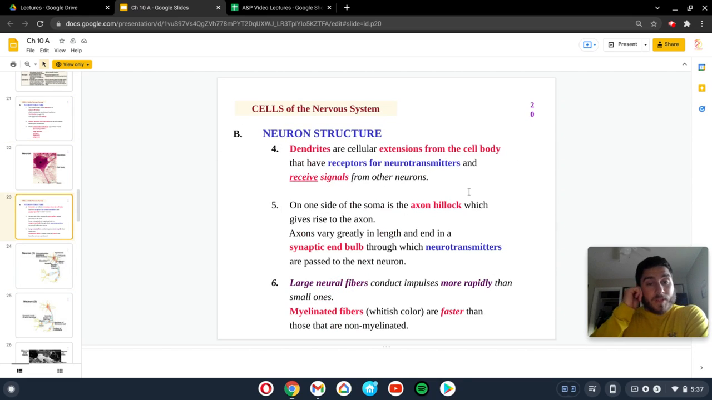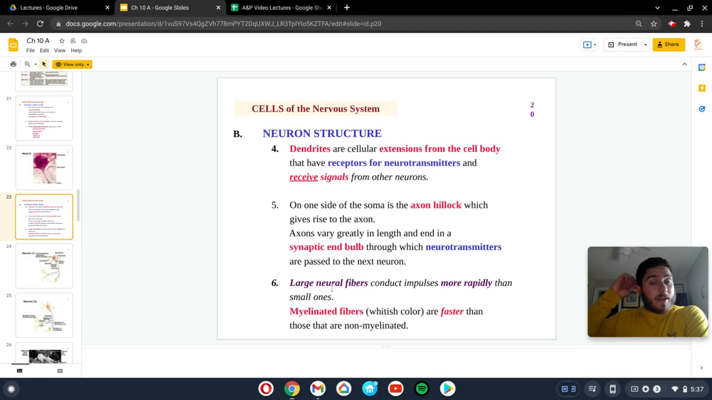So this is really important because at the end of the axon, it's the opposite of the dendrite. They're going to have the synaptic bulb, which is going to have those neurotransmitters housed within them, so that when an action potential travels down the axon, the neurotransmitters can be released from the synaptic end bulbs of the axons. Once those neurotransmitters are released, they can attach to dendrites of another cell.